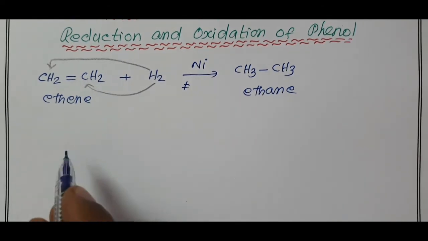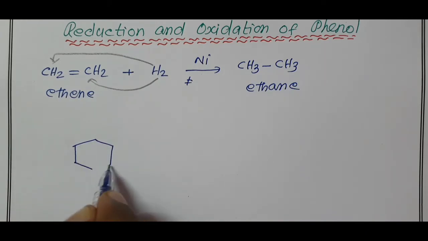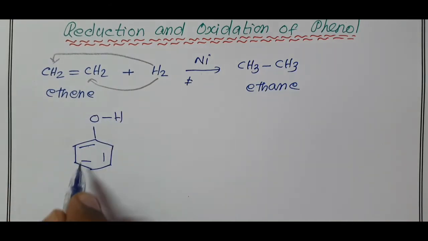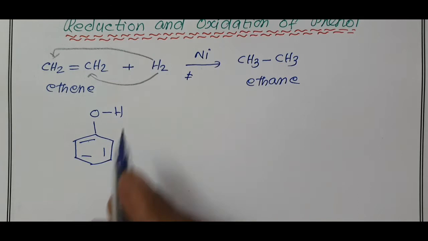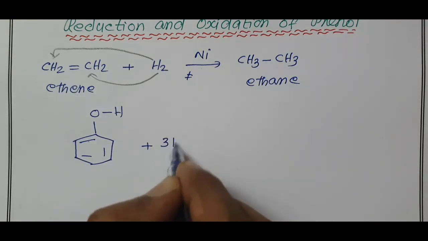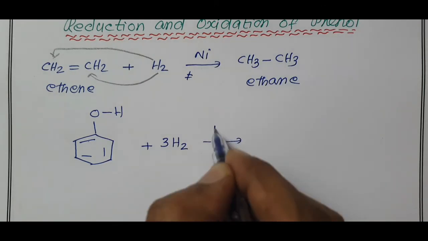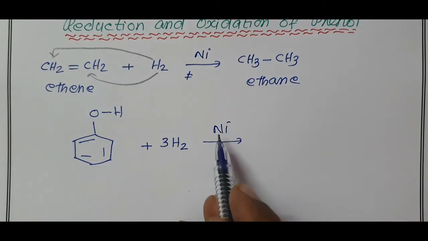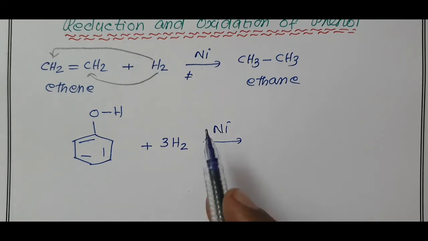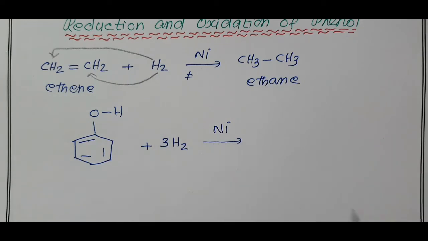In phenol, C6H5OH, we have 3 double bonds. To convert one double bond, one H2 is used. To convert 3 double bonds, 3 H2 molecules are used. The reaction takes place in the presence of nickel. We know nickel is used to reduce the double bond. Lithium aluminum hydride is used to reduce aldehyde. Nickel, platinum, palladium are used to reduce double bonds.